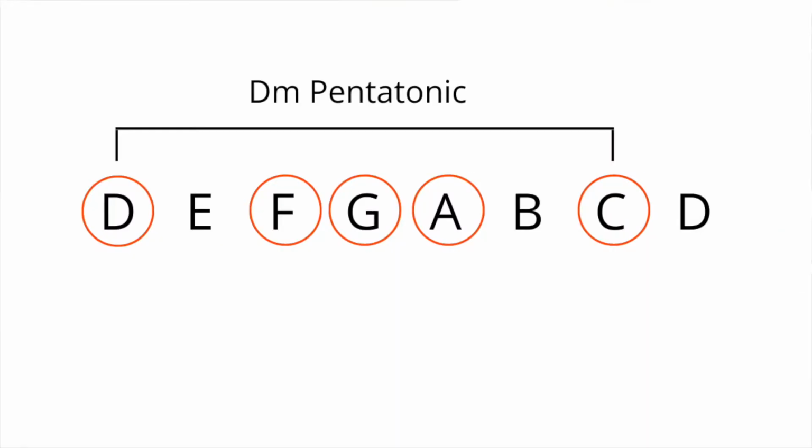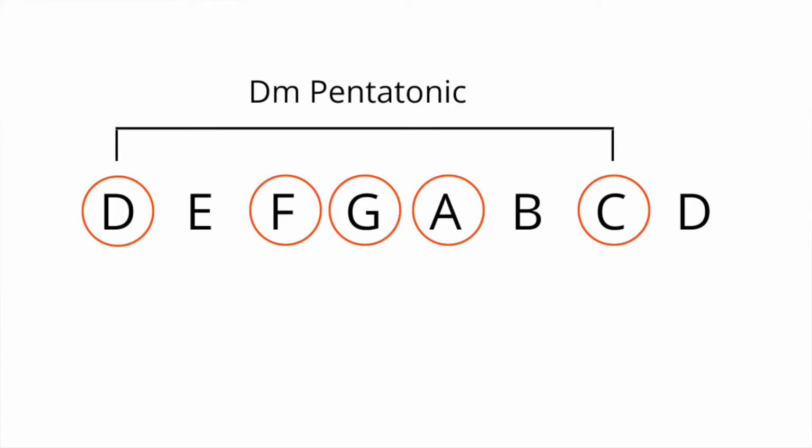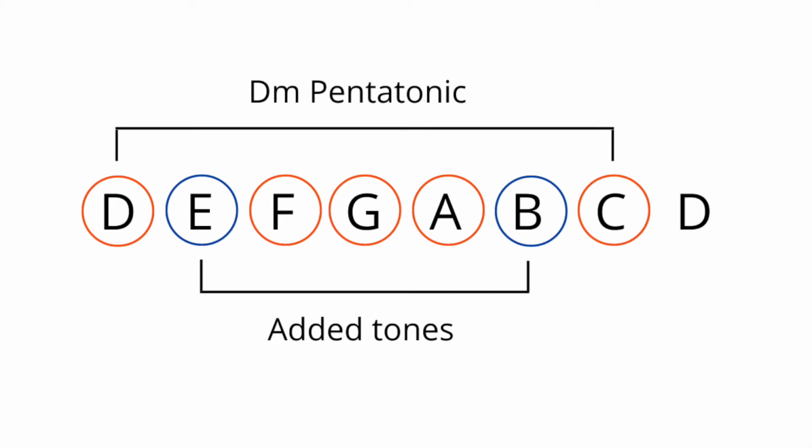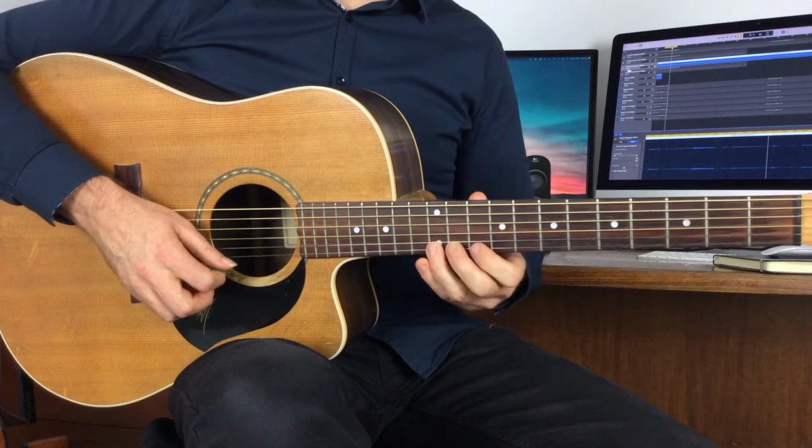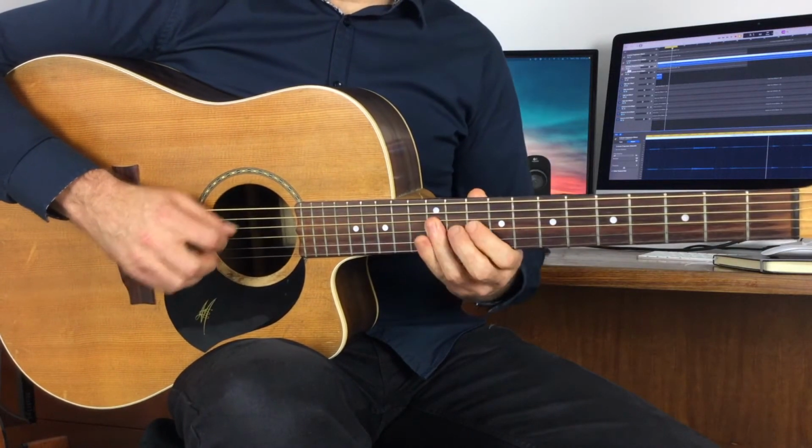You've got D, you've got F, you've got G, A, and C. So the only notes that you are missing are the B and the E. So rather than think of it as one scale, think of it as the 5-note pentatonic scale with added tones. Okay, so I could be playing all my pentatonic stuff that you do and just add the E or the B note.